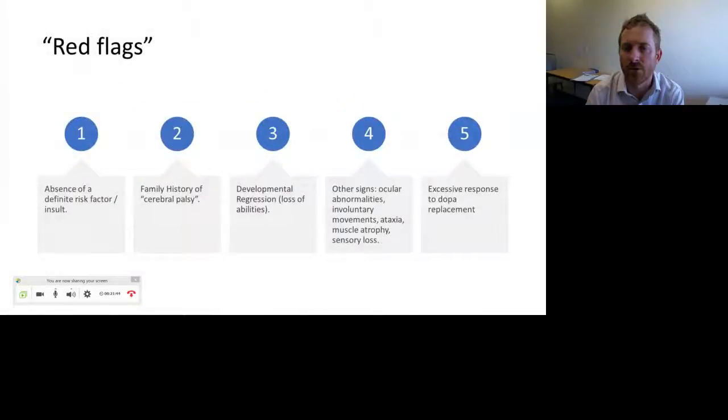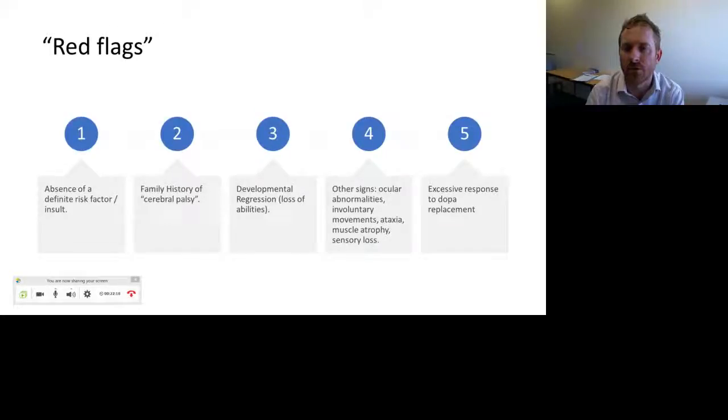I just wanted to briefly talk about red flags, and I think this is pertinent even in the context of young people who are seen in adult rehabilitation clinics. I've recently seen a 17-year-old who has a long-standing given history of cerebral palsy, who had a degenerative episode last year and has now ended up with a new rare genetic diagnosis of a primary dystonia. So the red flags here are already in the absence of a definite risk factor or an insult.